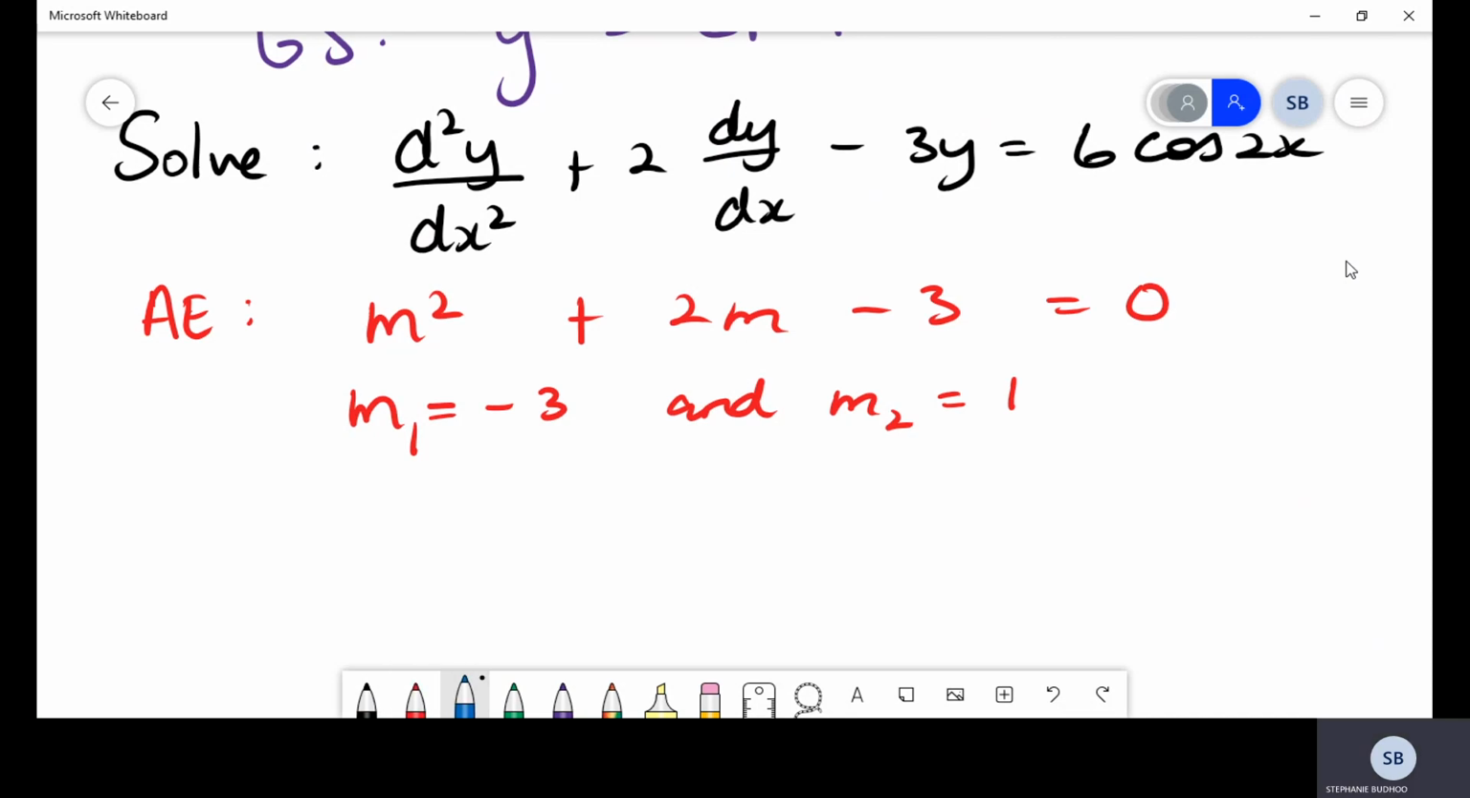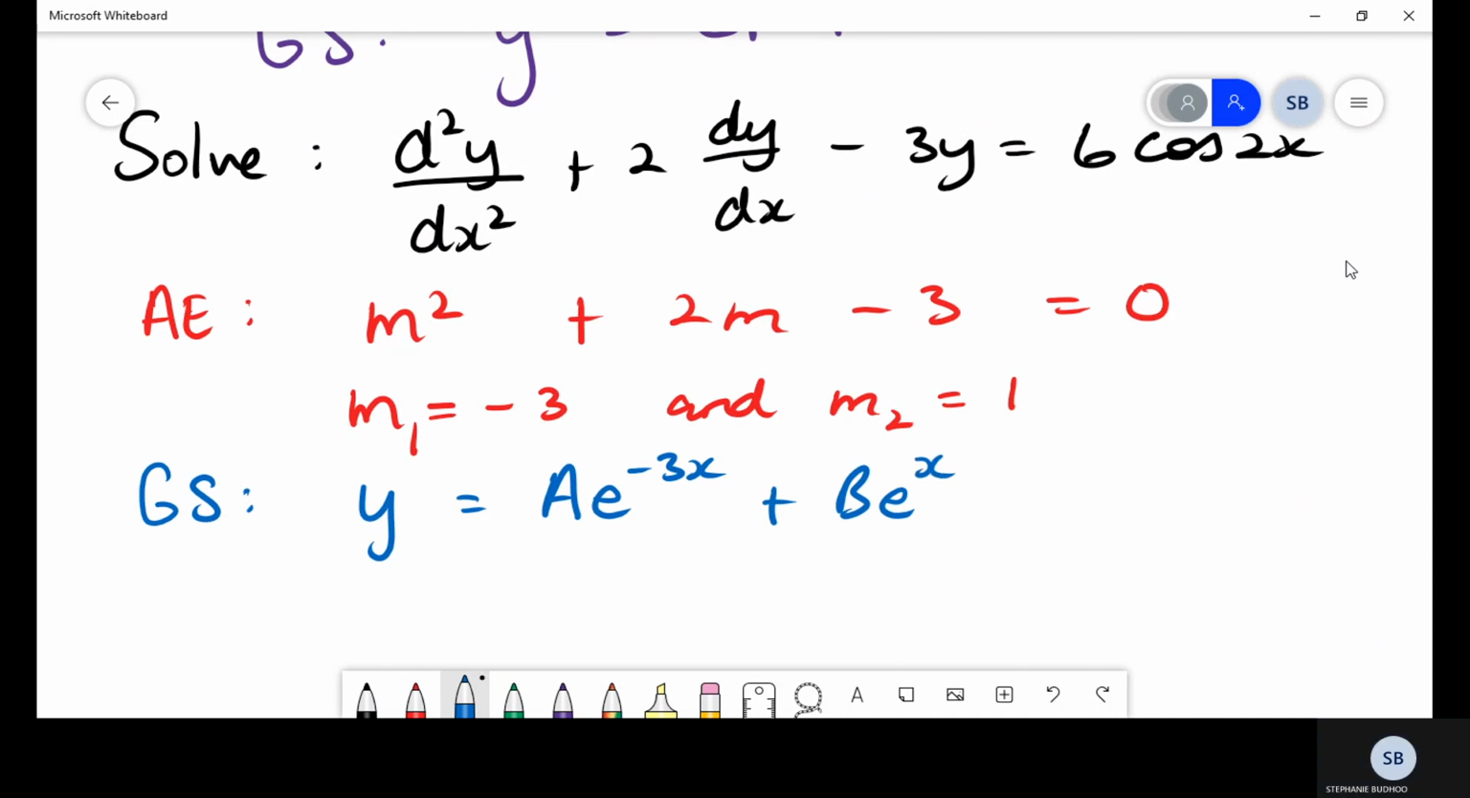Because these roots are real and distinct, we will have a solution of the form a e to the minus 3x plus b e to the positive x. Now, this is not a general solution because this question has a function on the right-hand side. So for this type of non-homogeneous question, this is called the complementary function. What we need to move on towards working out is our particular integral.